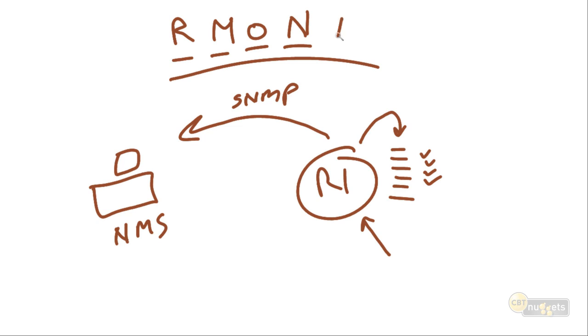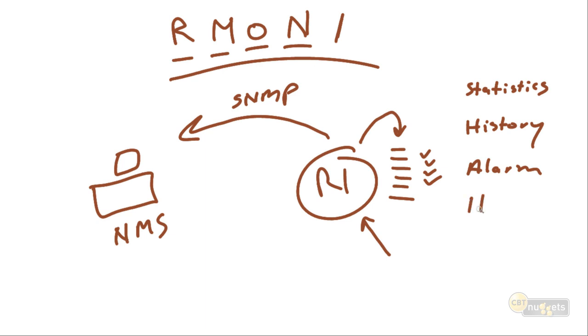RMON version 1, if you will, identified some groups of information that it could maintain. One of these groups is called statistics, and this is information like packets sent, bytes sent, broadcast packets, multicast packets, errors. There was a history piece of information stored, and this is for statistical samples of periodic information. There was an alarm that was defined in the RMON 1 group, and this alarm would be for setting particular thresholds.